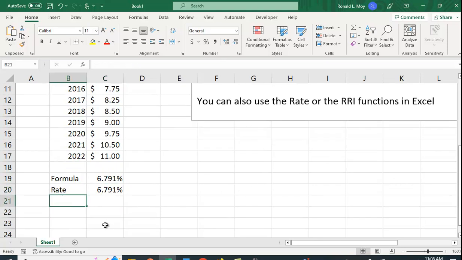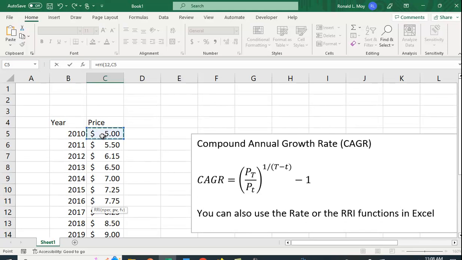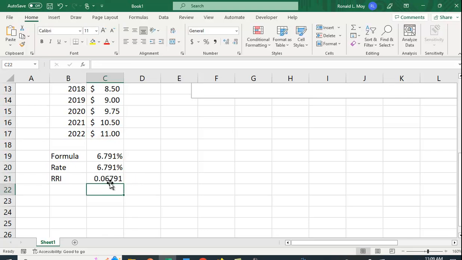The last function I'll show you is the RRI function, the rate of return on investment function. So this should give us the same answer. It's really the same as the RATE function. The nice thing is that you don't have to worry about putting in a negative number for the present value. So equals RRI. It asks you for the number of periods, which is 12. Present value. Future value. And we hit enter.